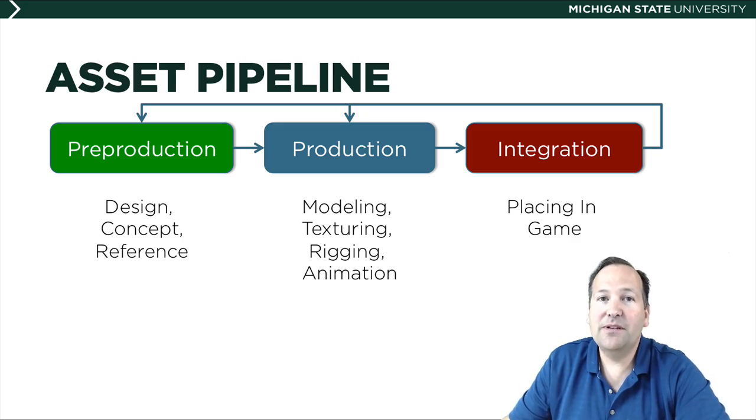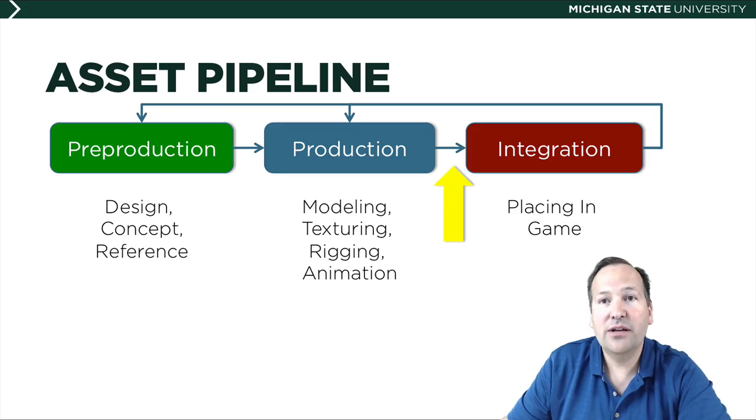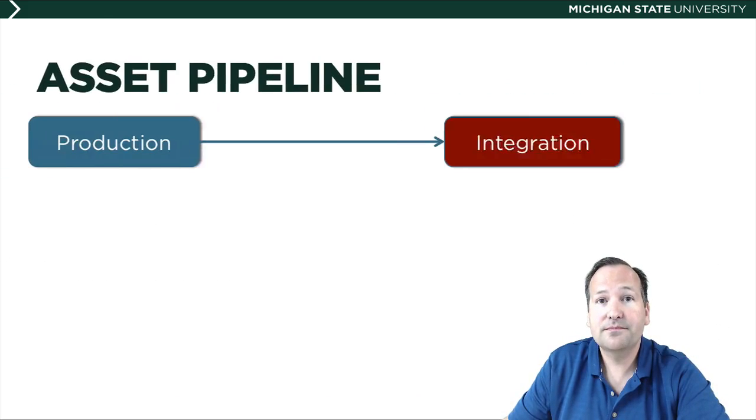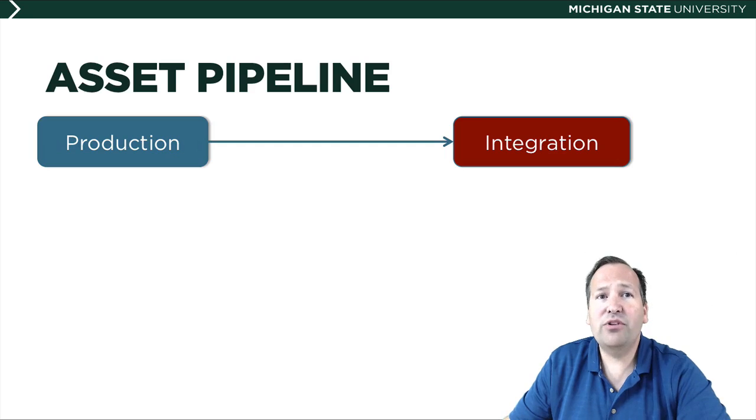One of the steps that often leads to a breakdown is right here, between the production of the asset and the integration into the game. This step is hugely important to ensure that the asset works in the game and looks and sounds as it should. Of course, the integration step is highly dependent on the game engine you're working with. Unity 3D, for example, eases this process through its automatic importer.